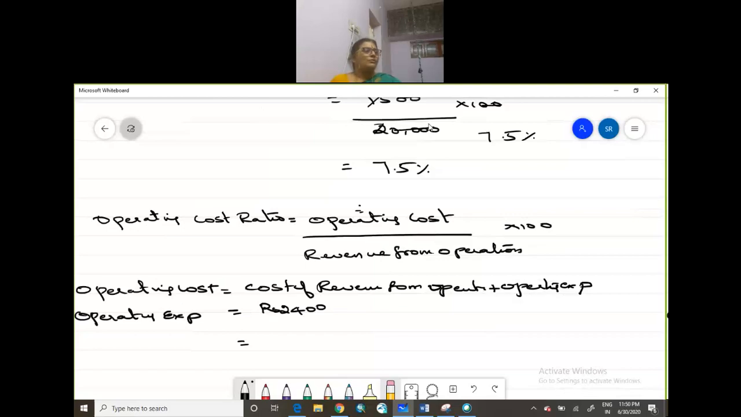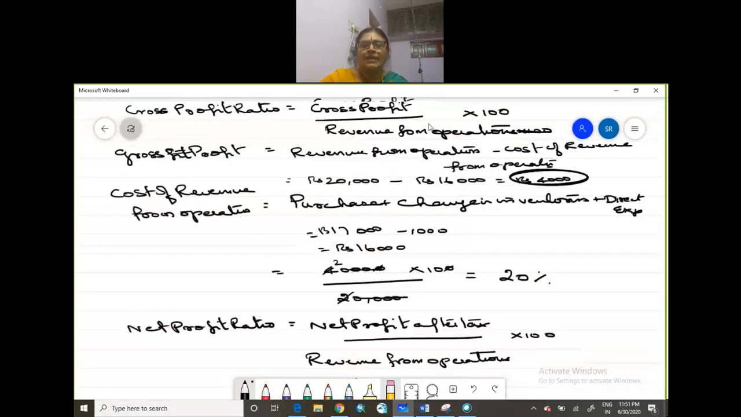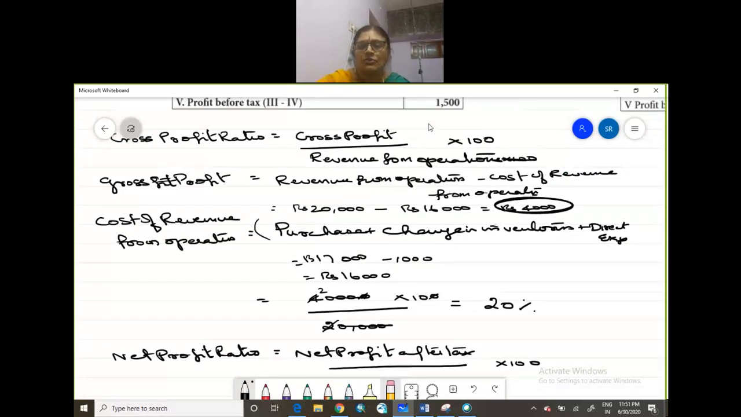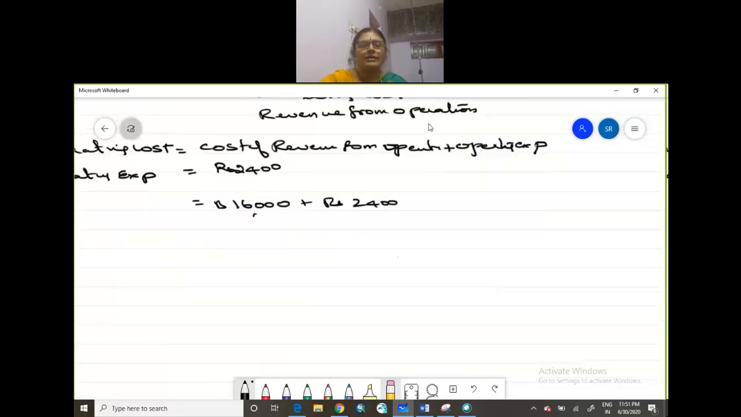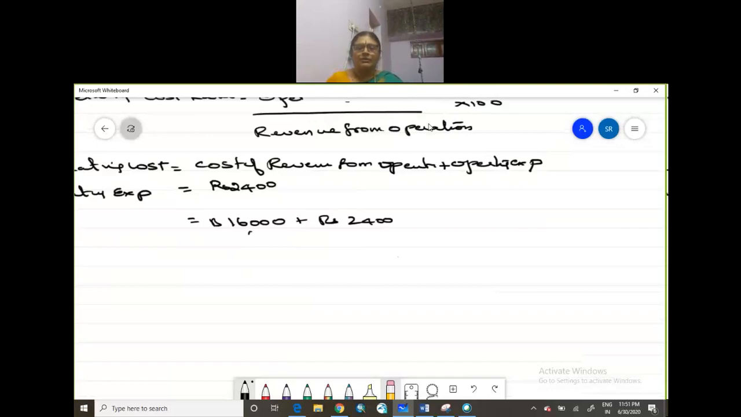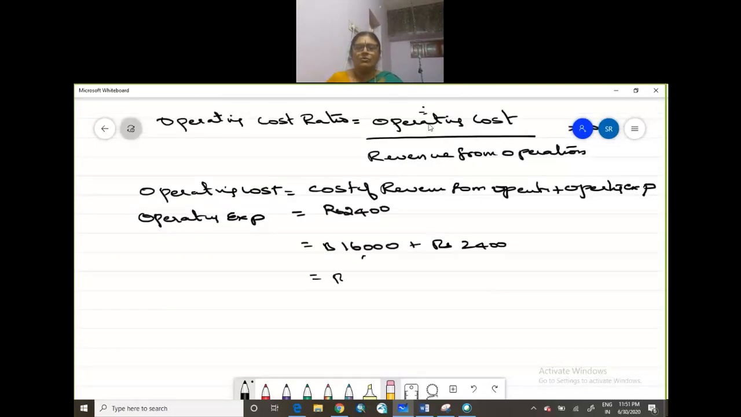So operating cost is what? What is cost of revenue from operation? We have already calculated 16,000. See here, cost of revenue from operation we have already calculated, right? So that is 16,000 plus rupees 2,500 operating expense. So that comes to rupees 18,500. So this is your operating cost.